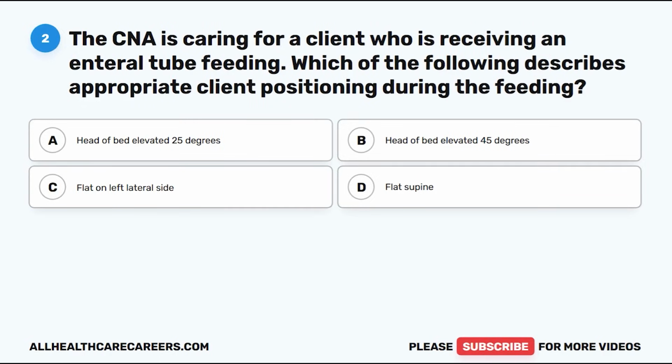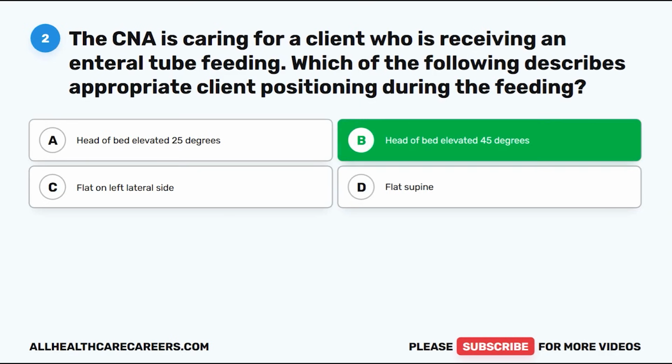Question 2. The CNA is caring for a client who is receiving an enteral tube feeding. Which of the following describes appropriate client positioning during the feeding? Option A. Head of bed elevated 25 degrees. B. Head of bed elevated 45 degrees. C. Flat on left lateral side. D. Flat supine. The correct answer is B.